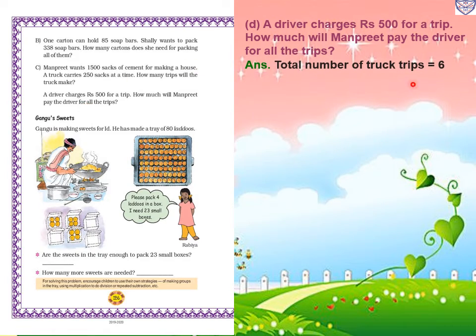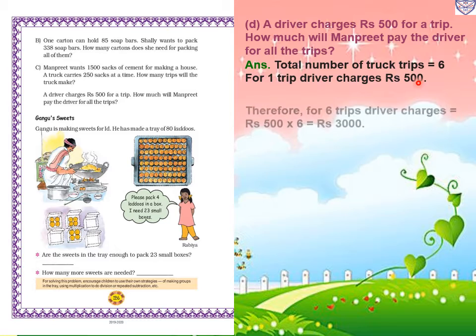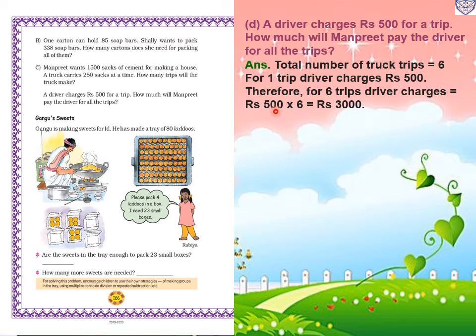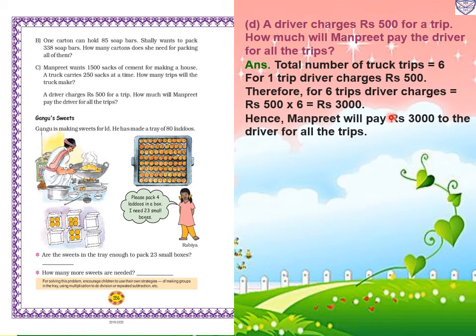So total number of truck trips equals 6. For one trip the driver charges rupees 500. So for 6 trips he will charge rupees 500 multiplied by 6, that is rupees 3000. So hence Manpreet will pay rupees 3000 to the driver for all the trips.